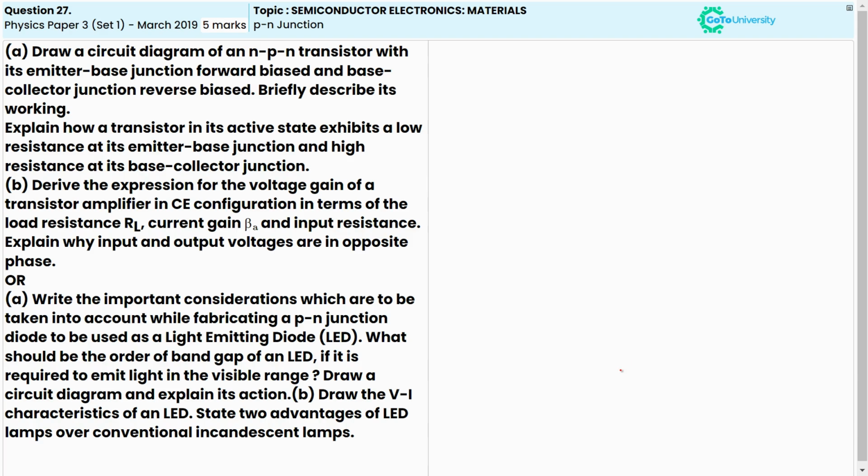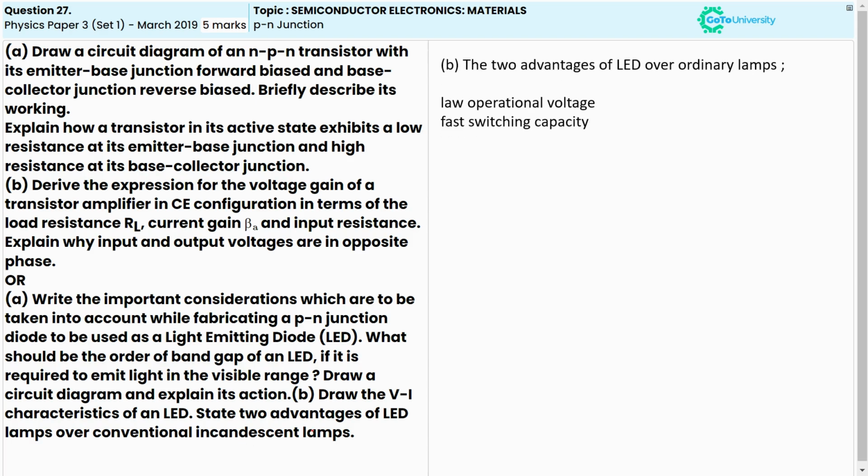Okay, next B. Draw the VI characteristics of an LED. State two advantages of LED lamps over conventional incandescent lamps. The two advantages of LED over ordinary lamps are low operation voltage, meaning the LED requires very little voltage, and fast switching capacity.